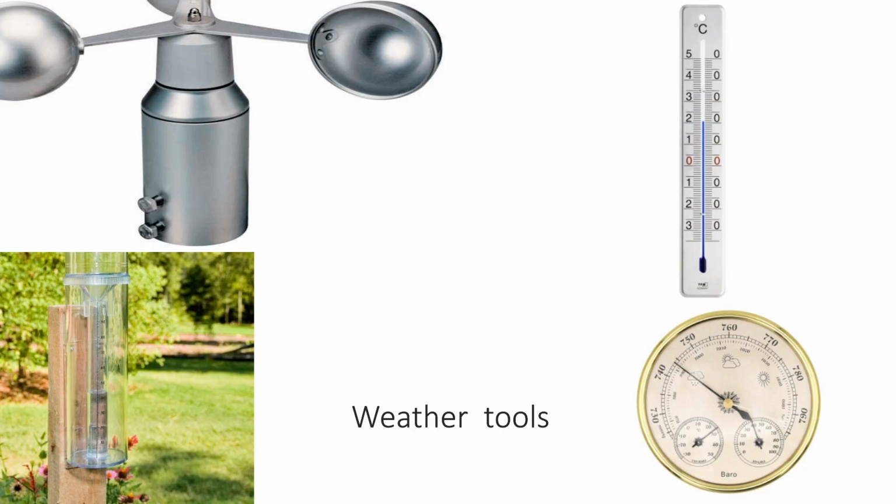So this one you see is an anemometer. This measures wind speed and direction. This is a rain gauge. Rain falls in and it collects rain. This is a thermometer. It measures temperature. And we have a barometer.